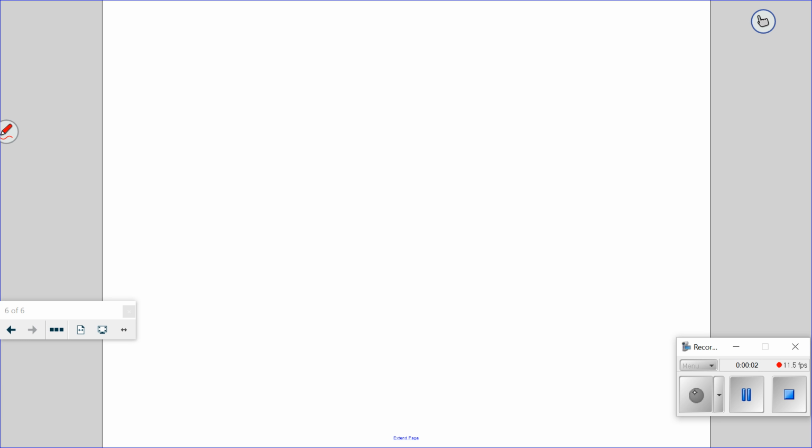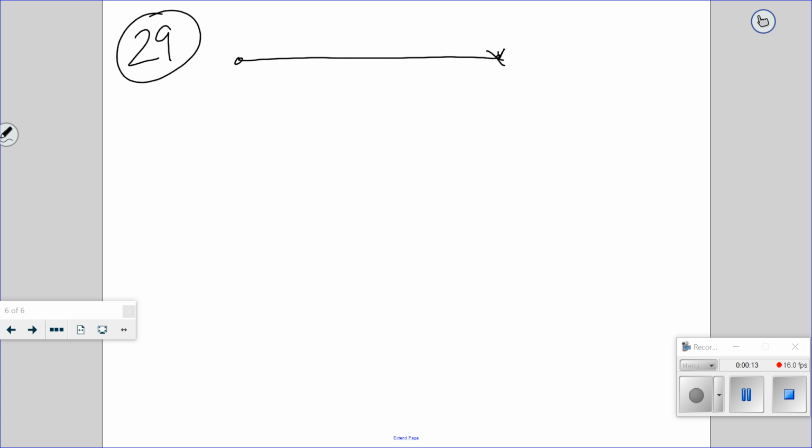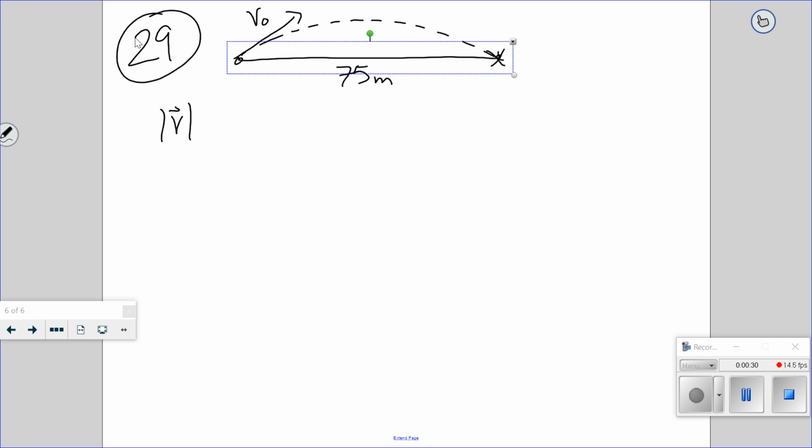So by popular demand, here's the setup for Honors question 29 in chapter 3. You've got a 75 meter distance, and you're going to fire an arrow. They tell you the magnitude of that V0 initial velocity vector is 35 meters per second, and that's all they give you. And they ramble on about how there's a target in the middle or something. Oh, okay, there's a tree branch.